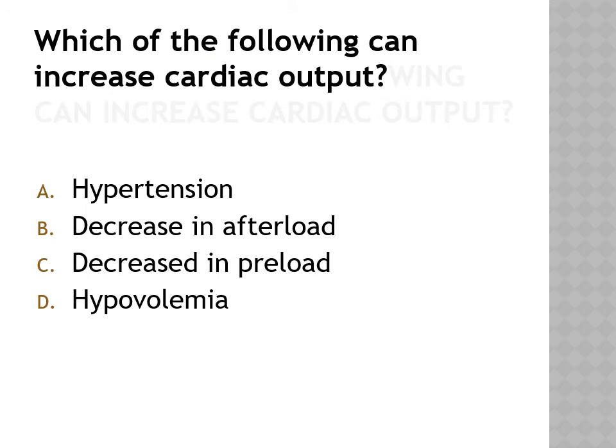So when we're taking a look at this slide here, which of the following can increase cardiac output? It can sort of be deceiving in terms of the words decrease. But what I really want you to focus on here is the afterload. And that afterload is the force against which the ventricles must act in order to eject blood. And so by reducing afterload, you can essentially increase cardiac output. So a decrease in afterload would be a way to increase cardiac output.